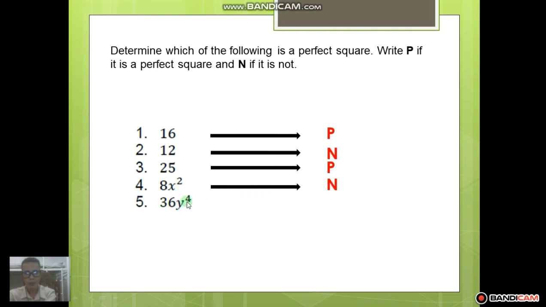Then 36 y raised to 4. 36. What is that number multiplied by itself? The result is 36. Yes, it's 6. Then y raised to 4 is also a perfect square. This is the result after multiplying y squared by itself. So this is a perfect square. It is very important, guys, to recall your learning about perfect square numbers. It is very necessary in this lesson.